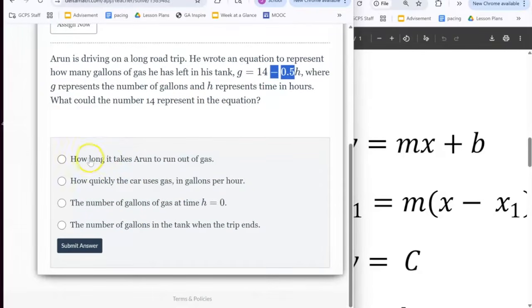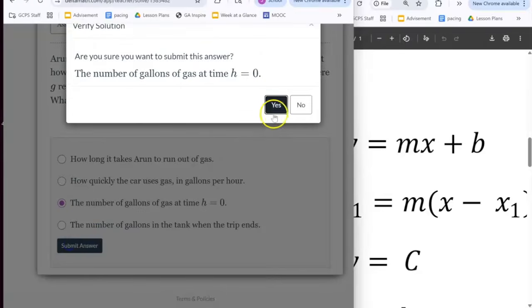Okay, my y-intercept is what I start with. How long it takes, how long is time? It's not even gallons, so heck no. How quickly the car uses gas in gallons per hour. I'm not asking how fast it happens. I'm asking what did I start with? So nope. The number of gallons of gas at time H equals 0. Yes, because at my y-intercept, X is always equal to 0, and X in this case is the letter H. But I'm just going to make sure on my last one. The number of gallons in the tank when the trip ends. No, because I don't care what I end up with. I care with what I started with. All right, so the y-intercept is what I start.